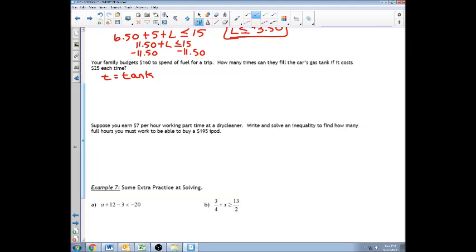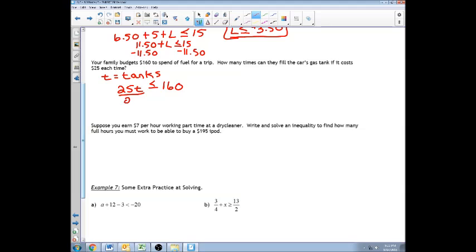So I'm just going to make T my tanks of gas. How do I know how much total I'm spending on tanks of gas if it costs $25 each time? Well, it would be 25 times T, right? The amount of money that we have budgeted or saved for just gas is the $160. Can I spend more than the $160? No, I can't. So my 25 times T needs to be less than or equal to the $160.